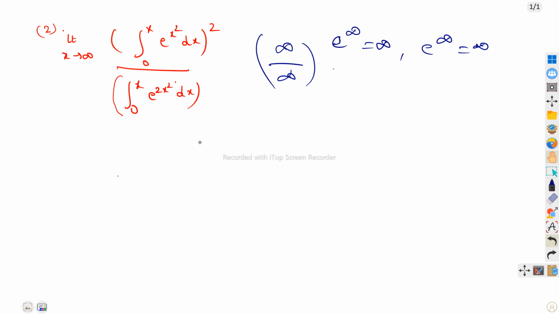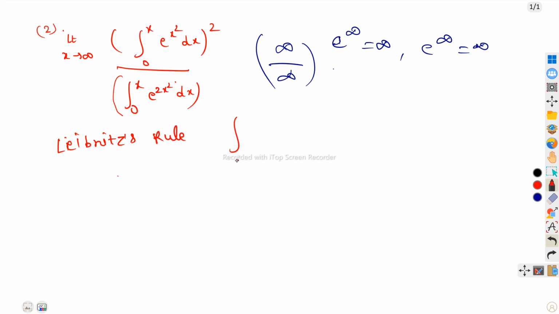L'Hopital rule, we first of all need to know how we can differentiate the integration. So we use Leibniz rule. What is Leibniz rule? The Leibniz rule is this.